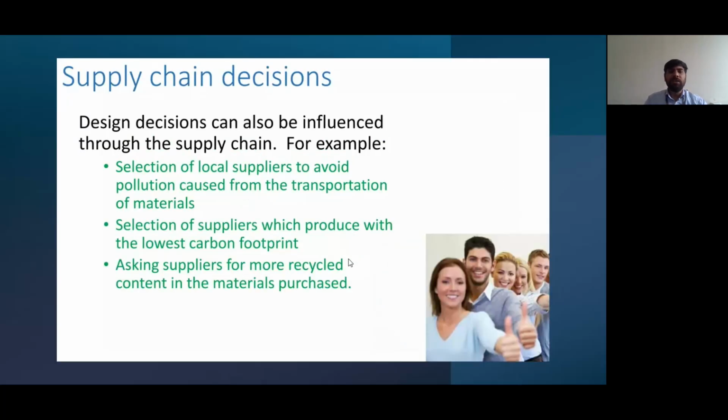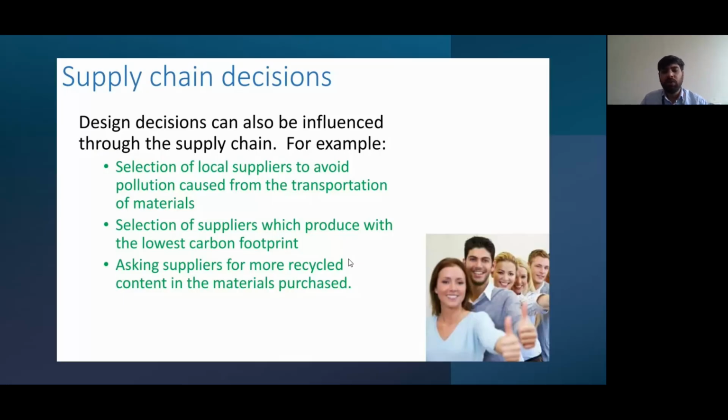Supply chain decisions. This can also be influenced through the supply chain. For example, selection of local suppliers to avoid pollution caused by the transportation of metals. If there are locally available transportation means in your area, there's no need to bring things from the city or other places. Selection of suppliers which produce with the lowest carbon footprint. This is one of the important things in today's world, because EVs, electric trucks, or e-rickshaws produce less carbon footprint in their operating life. So they can be used for transport.